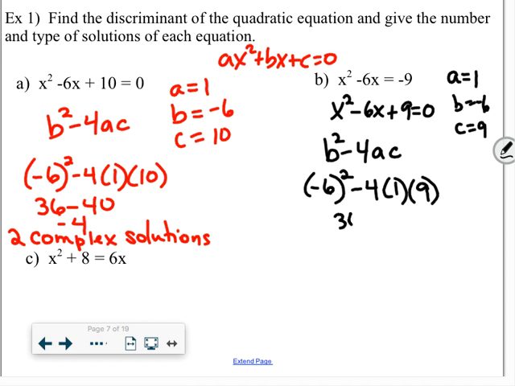So this is 36 minus 36. That's 0. Flip it to the first page and go find what it says when b squared minus 4ac equals 0. Mia? Unrepeated solution? Good job. We can just put one real solution or one repeated solution.